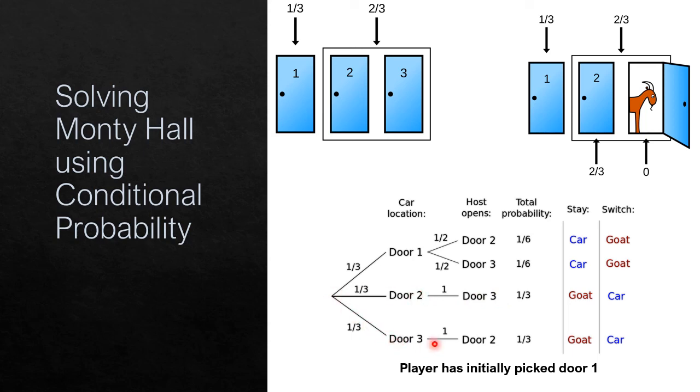Next is the car is located behind door 3, and we are already on door 1. We have chosen door 1. So the host will open door 2 with a probability of 1. Hence the probability becomes 1 by 3, the total probability, and we'll win if we switch. If we switch from door 1 to door 3, we win. Hence, this is also a favorable case where we win when we switch. So the total probability that we will win if we switch is 1 by 3 plus 1 by 3, which is 2 by 3.